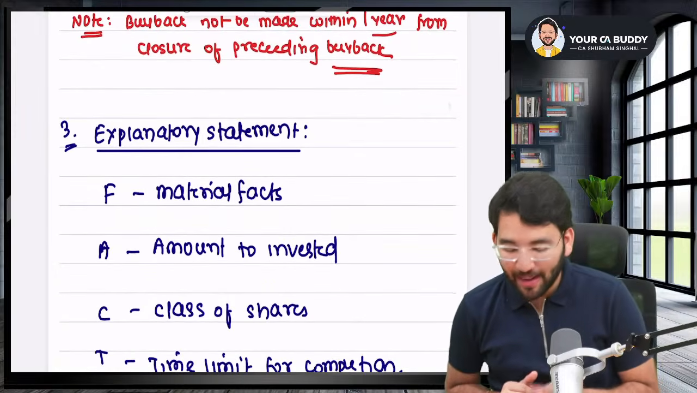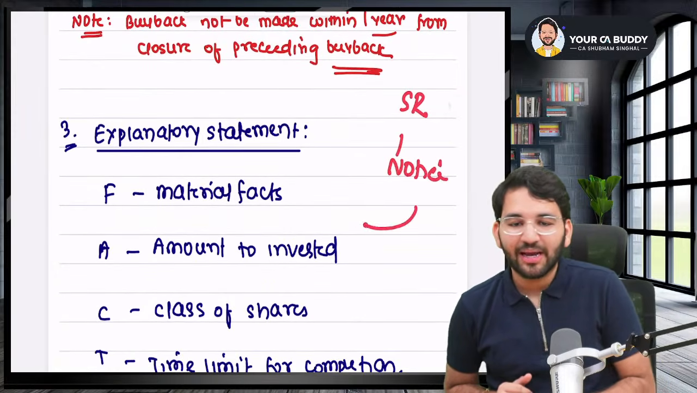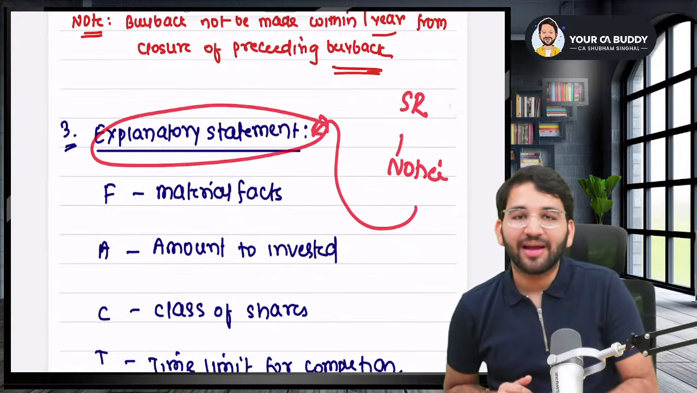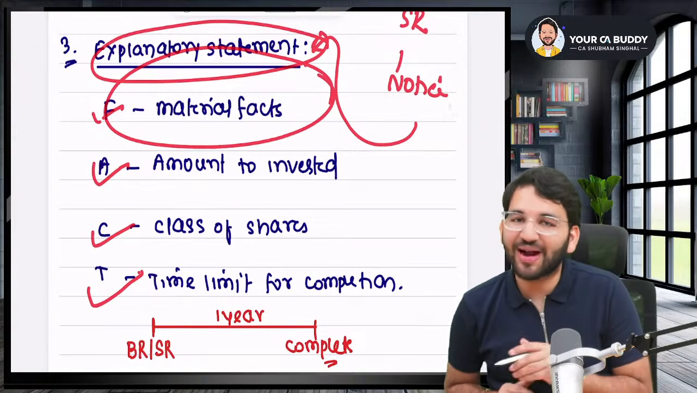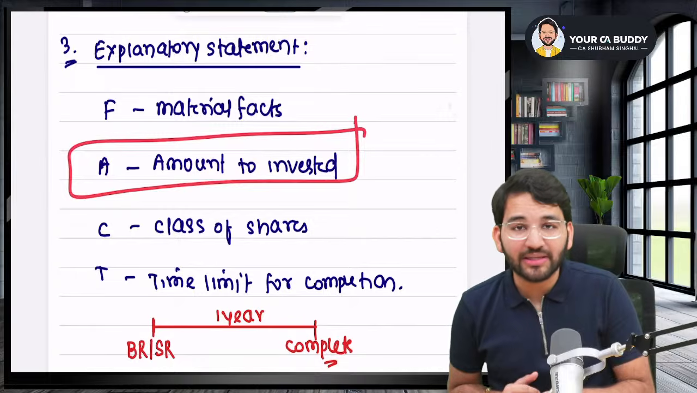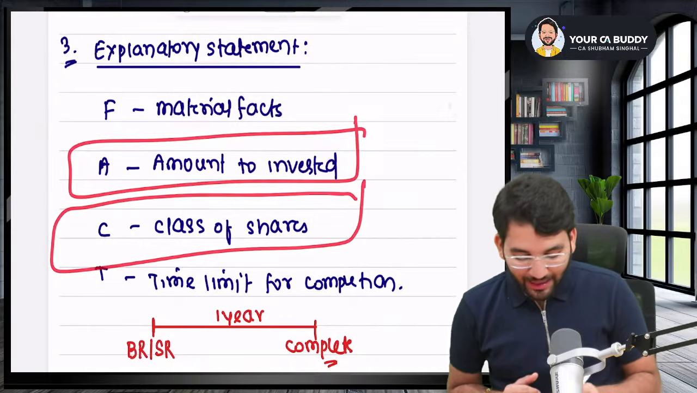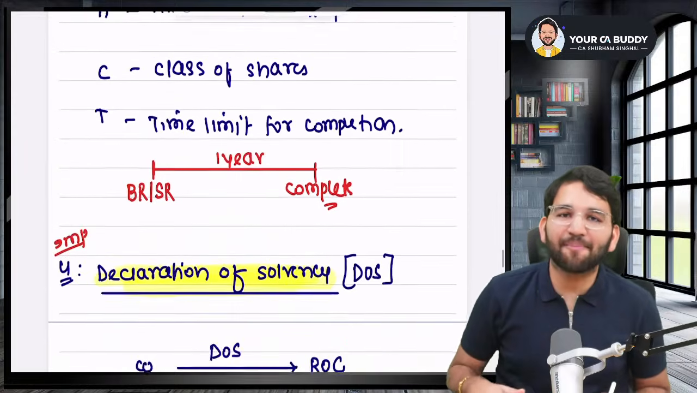Now, when you're doing a buyback, you have to pass a special resolution. For that, you have to send notice of the meeting. In that, you will attach an explanatory statement, in which you will tell them the facts. What are the facts, sir? You'll tell them the material facts of the buyback. What kind of buyback are we doing? What is the amount that you're going to invest? Which class of shares are you buying back? And the time limit for completion of this buyback. What will be the time limit for completion of the buyback?